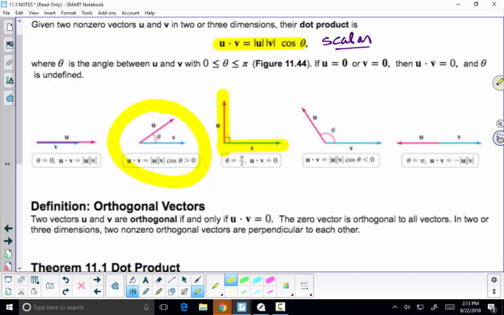And our three main cases here: acute angle, dot product is positive. So dot product is positive there, dot product is 0 there, dot product is negative there. So if the angle is acute, positive dot product. If the angle is obtuse, negative dot product. And if the angle is perpendicular, dot product is 0. Okay, so this is a really important formula, we will use that throughout the whole semester, for sure.